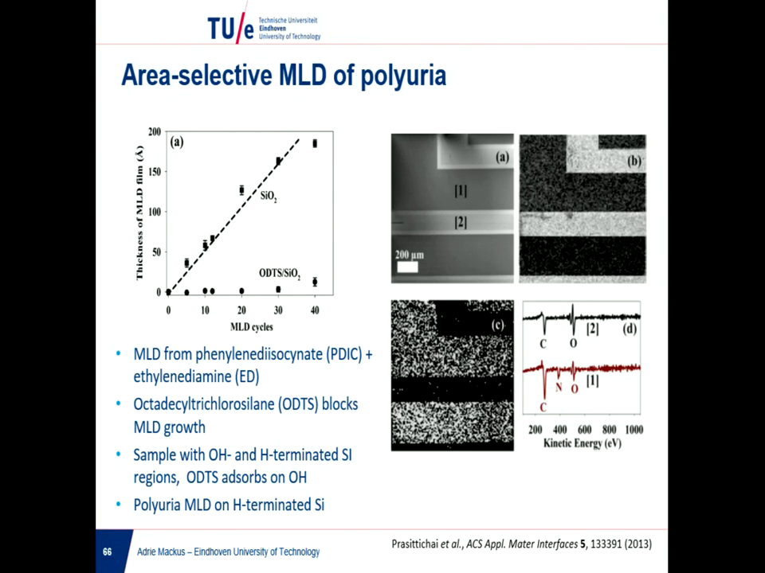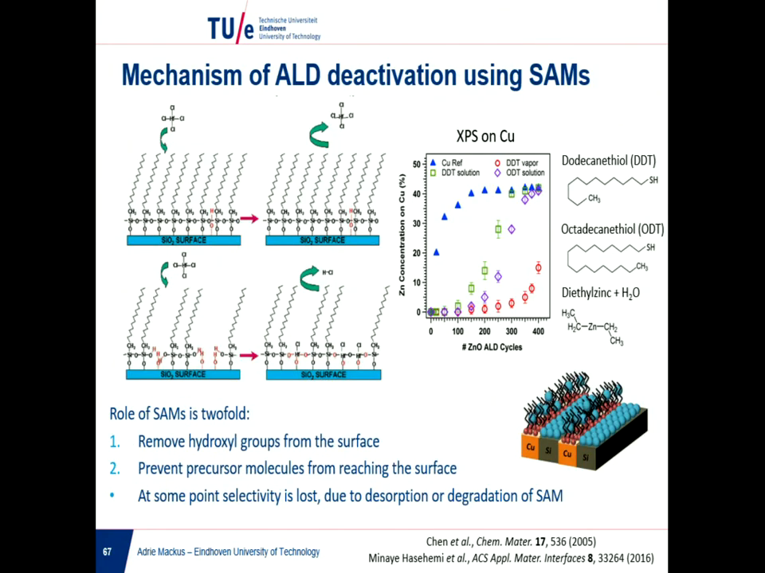Okay, so we already talked about the mechanism of how self-assembled monolayer deactivates the growth. I showed you this slide before. And what I also mentioned there is that typically at some point you lose your selectivity. It is because often the thermal stability of these self-assembled monolayers is poor, which means that these monomers might dissolve or degrade during the deposition.